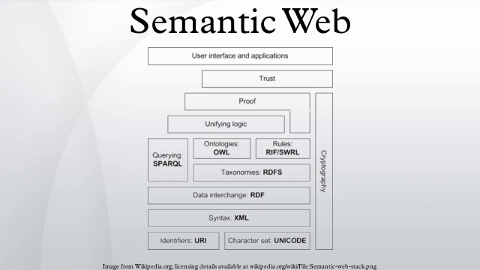The Semantic Web Stack builds on the W3C's Resource Description Framework. According to the W3C, the semantic web provides a common framework that allows data to be shared and reused across application, enterprise, and community boundaries. The term was coined by Tim Berners-Lee for a web of data that can be processed by machines.